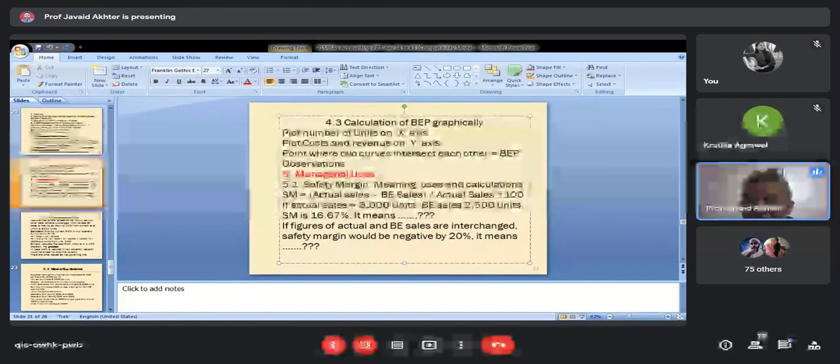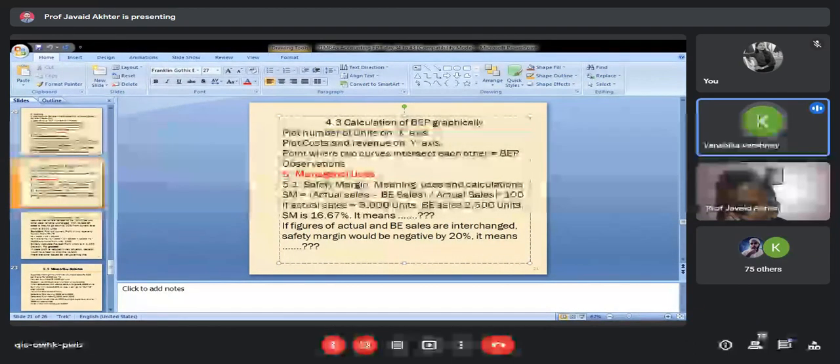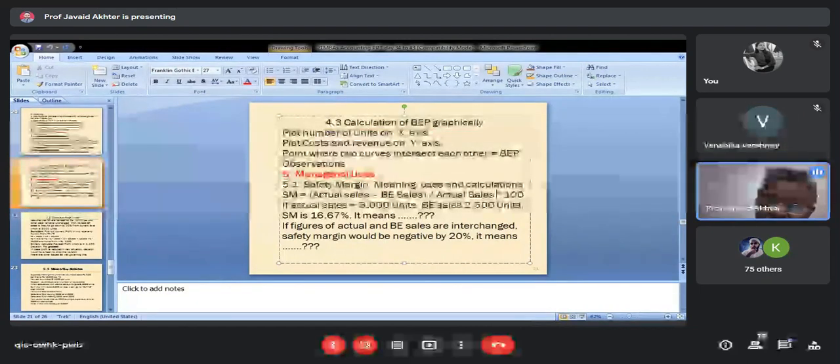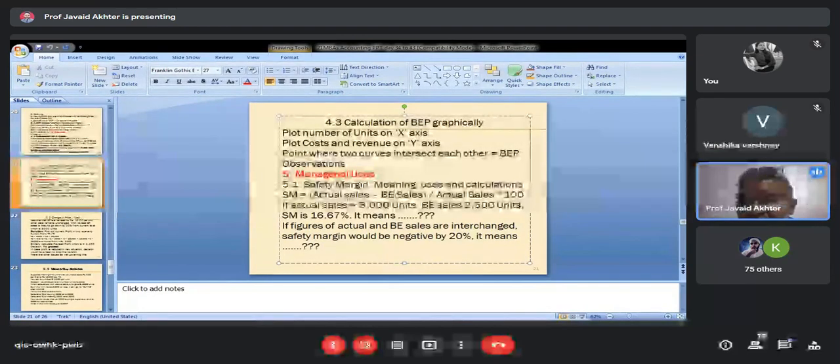Now, let us first calculate. Once we calculate, then interpretation becomes easier. Safety margin is equal to actual sales minus break-even sales, divided by actual sales, and in order to get the percentage, you multiply it by 100. You recall the previous calculation. What was the break-even point?